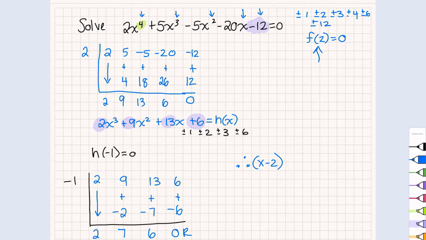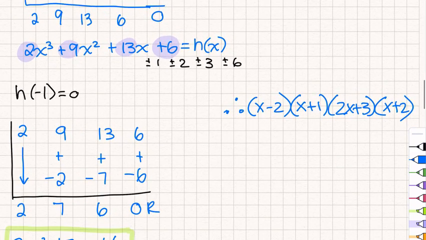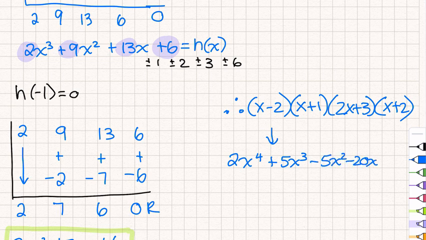The next factor that we used, we saw that h at -1 equals 0. So we're going to have x plus 1. And then we factored our trinomial. So we have 2x plus 3 and x plus 2. So now we have fully factored our equation. If I were to expand and simplify this, I would end up with our question. Okay, so if I were to expand and simplify this, I would end up with 2x to the power 4 plus 5x cubed minus 5x squared minus 20x minus 12.